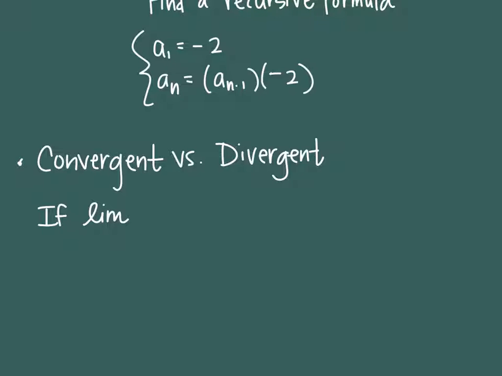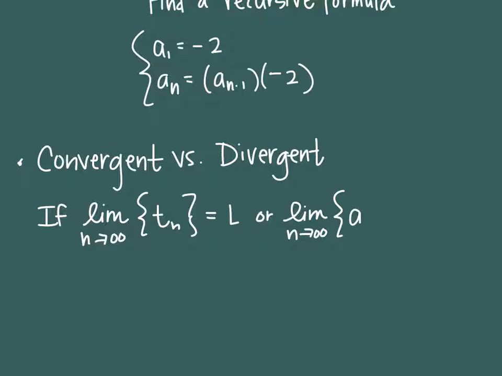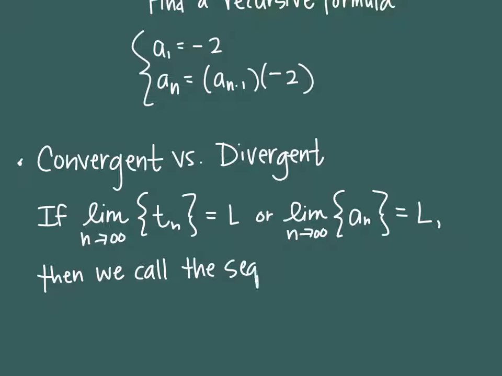If the limit as n approaches infinity of the sequence t sub n equals L, or that's for an explicit, the limit as n approaches infinity of a sub n for recursive also equals L. So if either kind of sequence has a limit that approaches L, then we call the sequence convergent.